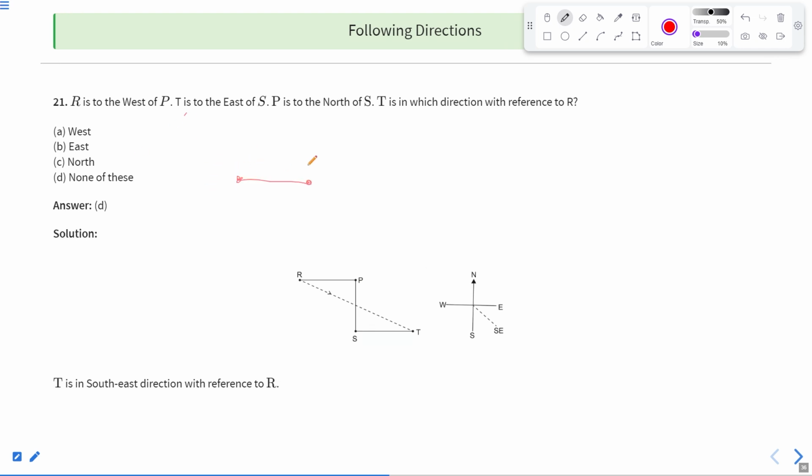R is west of P and T is east of S. P is north of S and T is east of S. So S is south of P and T is east of S. Given this, T with reference to R is southeastern. Southeast is our answer.